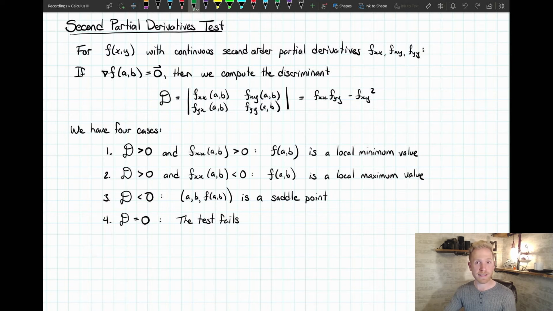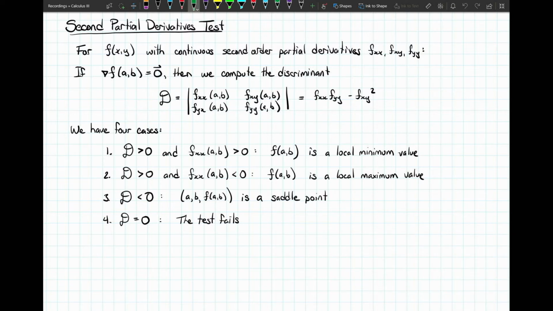which is also helpful. We can kind of visualize that as just being a surface. Once we've computed the discriminant, then we can plug in this particular point that we're testing, (a, b). And we have 4 cases for classification. If this discriminant ends up being positive, then in case 1, we'll also have to test the second order partial derivative fxx at that particular point.